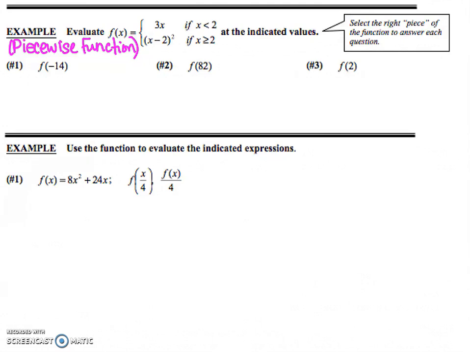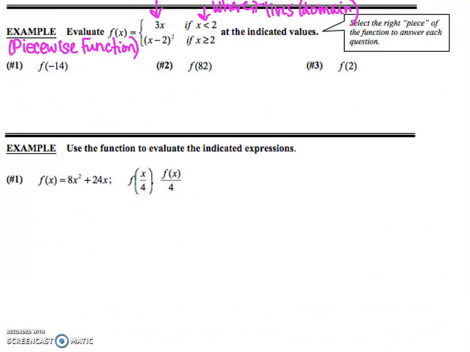So on the left-hand side here, we see the function. And on the right-hand side, this is what I would call where it lives, or its domain. Okay, so that's going to help us figure this out. So whenever we're doing this, we're always selecting the right piece of the function to answer each question.